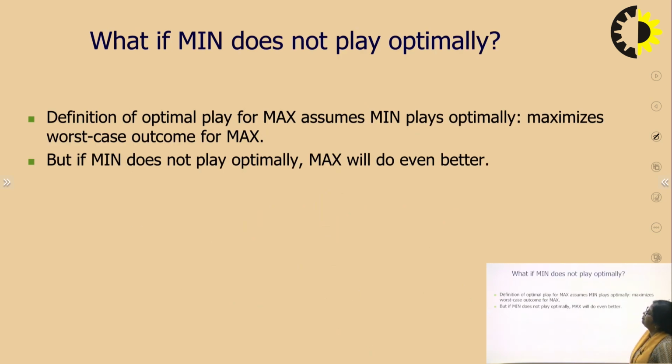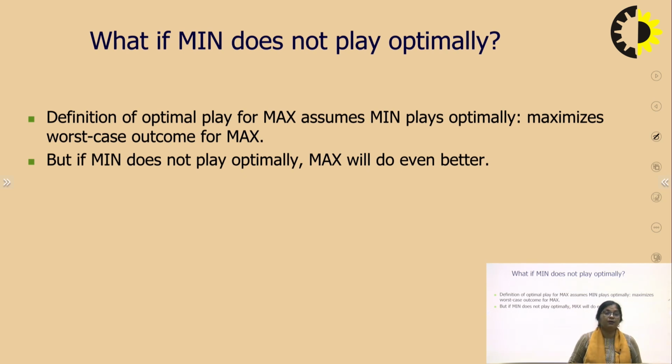Now what if min does not play optimally? What have we considered there? We have considered that Max is taking the best among successors. In the same way, min is also taking the best among the successors. Okay, there the best is maximum and for min the best is minimum. Now what happens if the other player is not playing optimally? The definition of optimal play for Max assumes min plays optimally. So it maximizes the worst case outcome for Max.